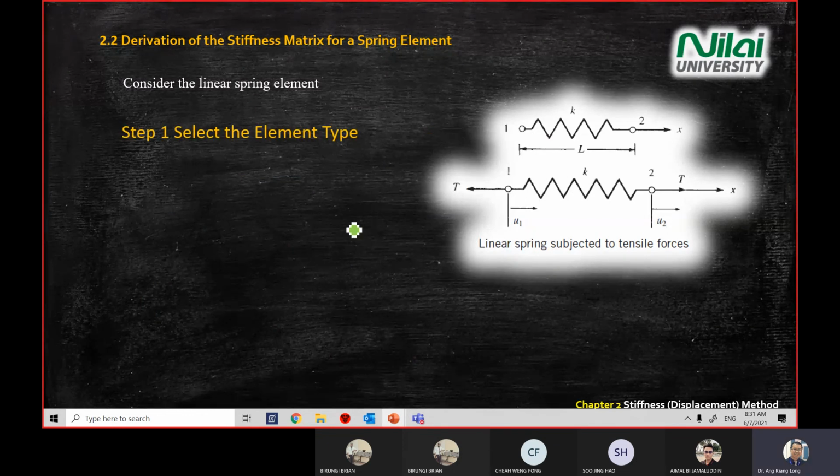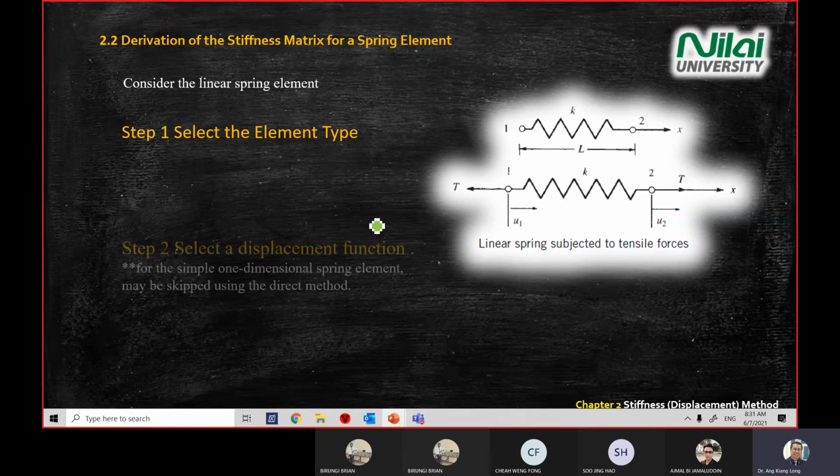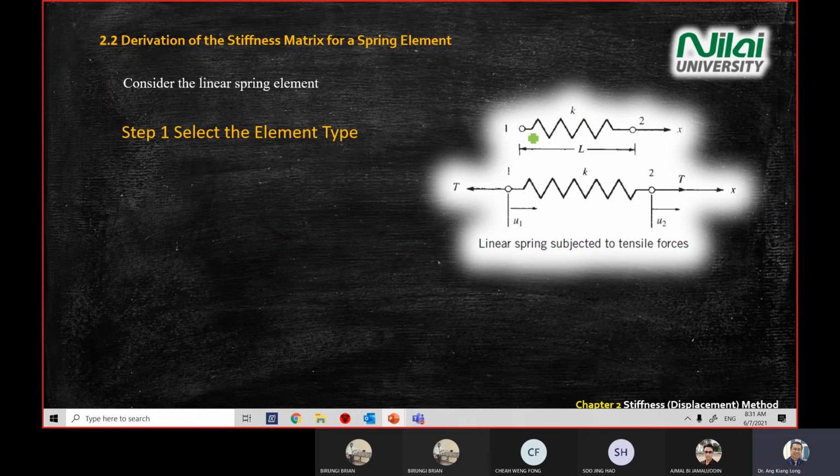Let's move forward a little bit. Okay, so we remember we have 7 steps. We just keep repeating these 7 steps throughout this module. Step 1, select element type. For element type, the most simple one, we have 2D, 3D, and then symmetry and so on. If you cannot remember, go back to the previous slides. The slides are available on Moodle. In this case, we only have a simple case where you only have 2 nodes. We use 2 nodes to combine the element.